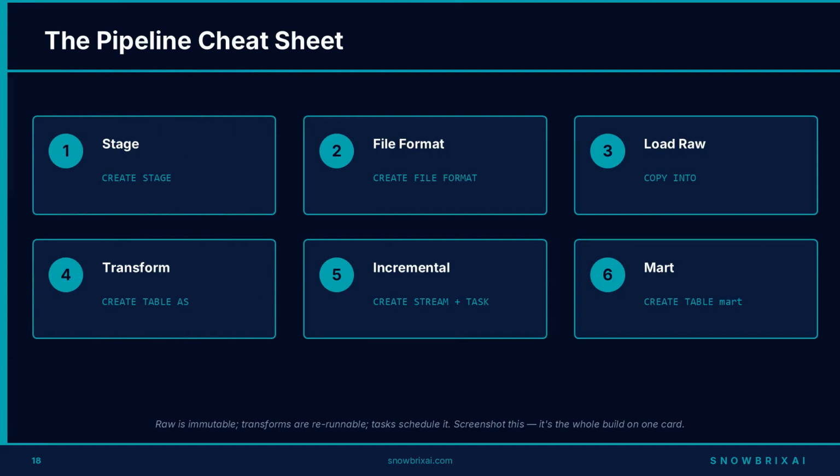Let us pull the entire build onto one card. Stage, then file format, then copy into raw, then validate, then transform with ELT, then stream and task, then the mart. That is the whole pipeline, 7 moves. And underneath it, 3 principles you can repeat forever. Raw is immutable, transforms are rerunnable, tasks schedule it all. Internalize those 3, and you can rebuild this on any platform with any source. Seriously, screenshot this slide. It is your entire Monday morning starter kit on a single card.